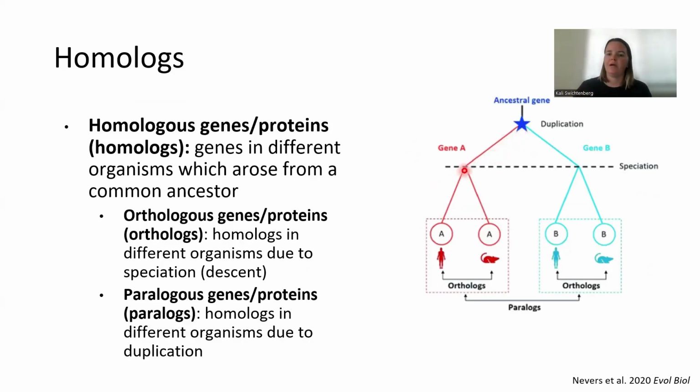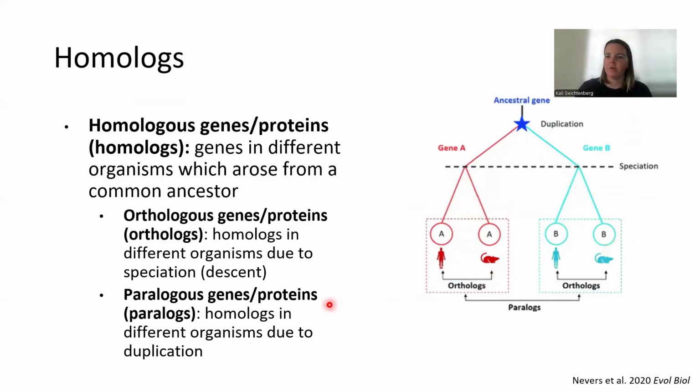So if we follow our genes here in this example, gene A is going to go through some sort of speciation event, and each one of those genes is going to end up in different organisms. So in this case, we still have gene A, but it is in a human and a mouse. So those are orthologs because it's still the same gene. It's just now we have them in different organisms due to speciation. And that happened over here in gene B as well.